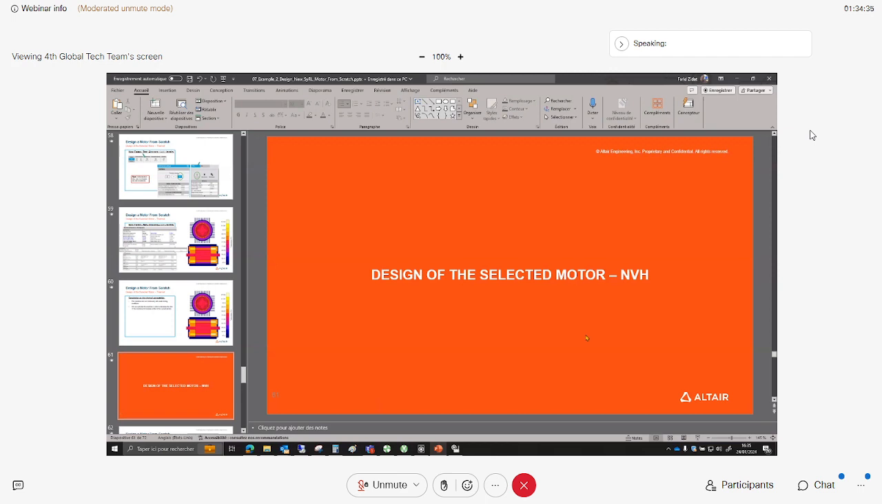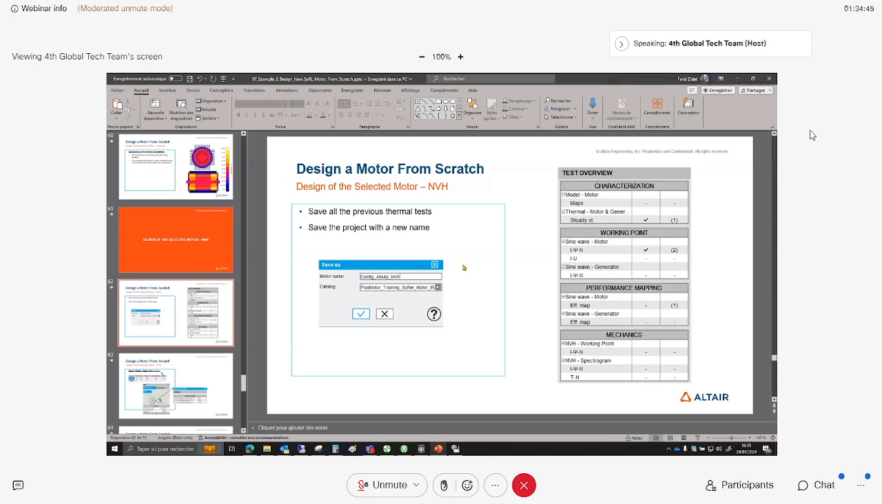So now let's see about the NVH behavior of this machine. So as previously, save all of the thermal results and then duplicate the project in order to make some NVH analysis. So you can see you can have three separate projects, magnetic, thermal, and NVH as I have.